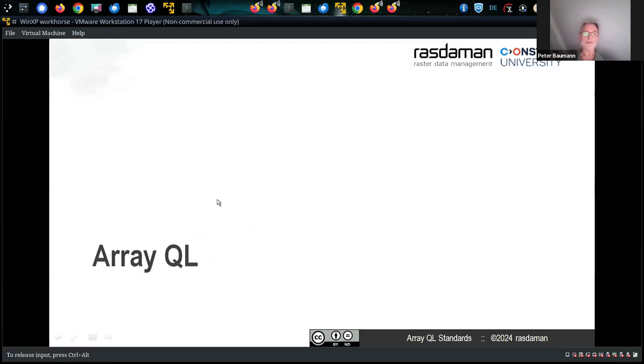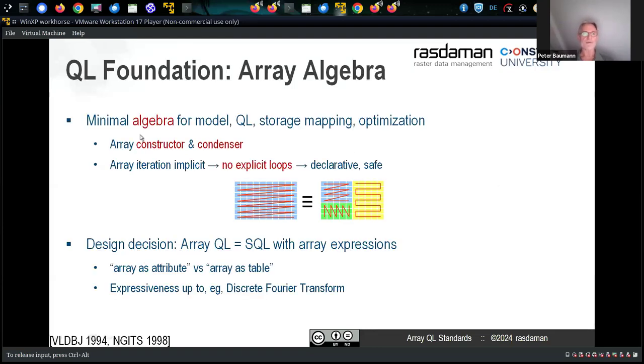Okay, and so now we can go and build a query language. As database people like to do that, let's start with an algebra. So at some time we built an algebra, which is minimal actually. It has only two basic operators.